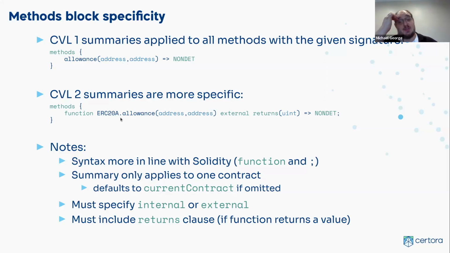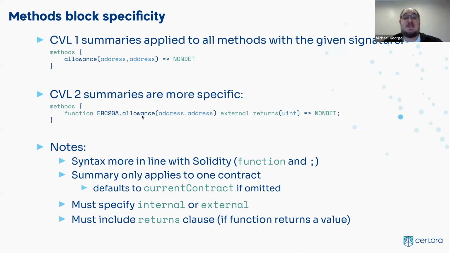This allows you to have more fine-grained control over what you're summarizing. So one of the difficulties that we had with CVL1 was if you had a transfer method and you wanted to summarize it in one contract and not summarize it in a different contract, you were kind of out of luck. In CVL2, it's very clear what gets summarized all the time, and it's whichever contract you name or current contract. So that's an important change.